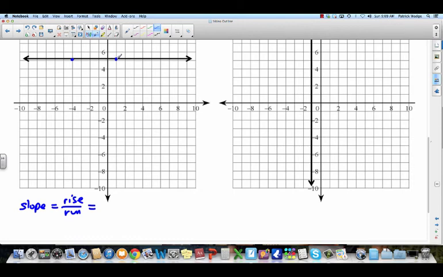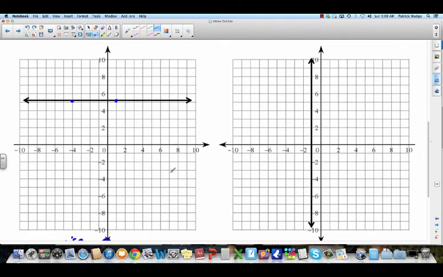If I'm going from here to here, how much do I have to rise to get from there to there? Well, I don't rise at all. It's the same level. So the rise is 0. How much do I have to run? 1, 2, 3, 4, 5. 0 over 5. What's 0 over 5? 0. It doesn't matter which points you pick on here, you're always rising 0, and 0 divided by anything is 0. So this is a key here. If it's a horizontal line, it will always have a slope of 0.